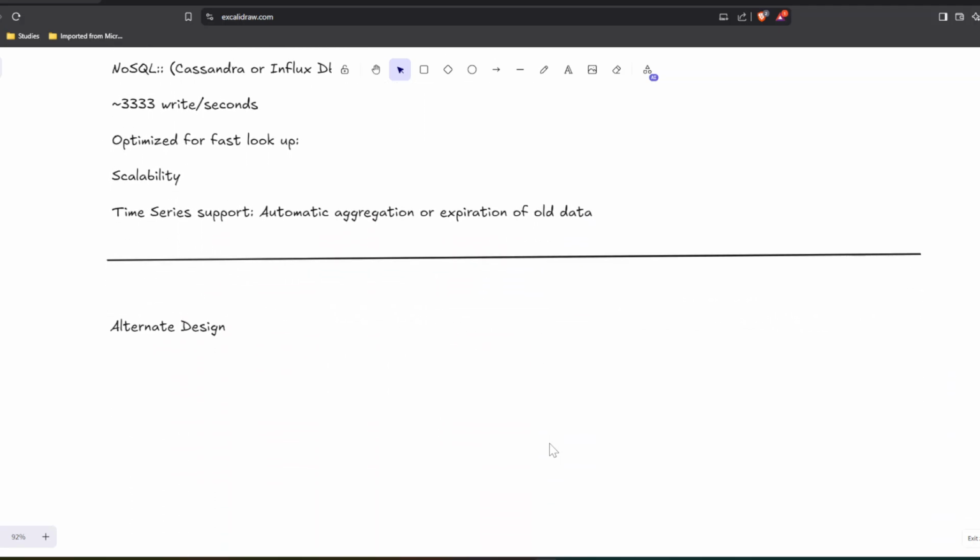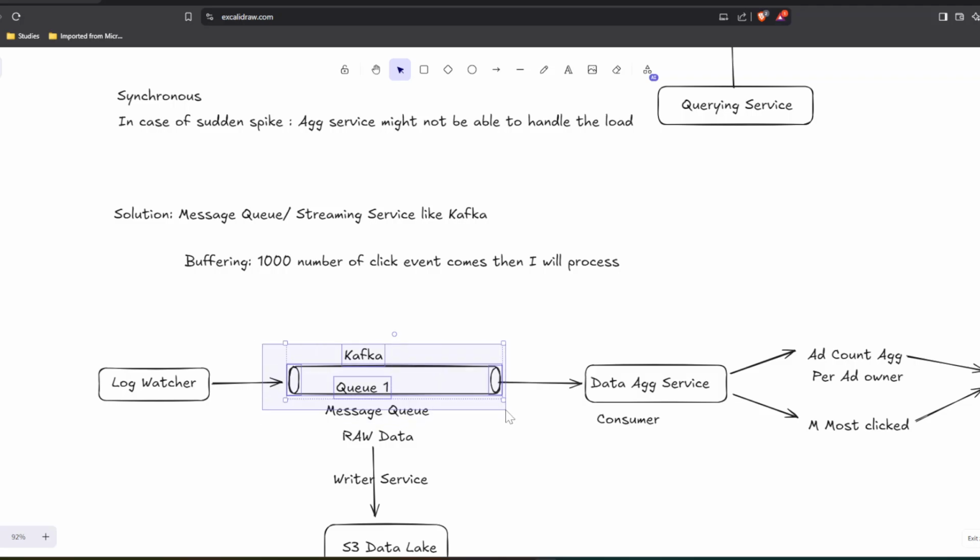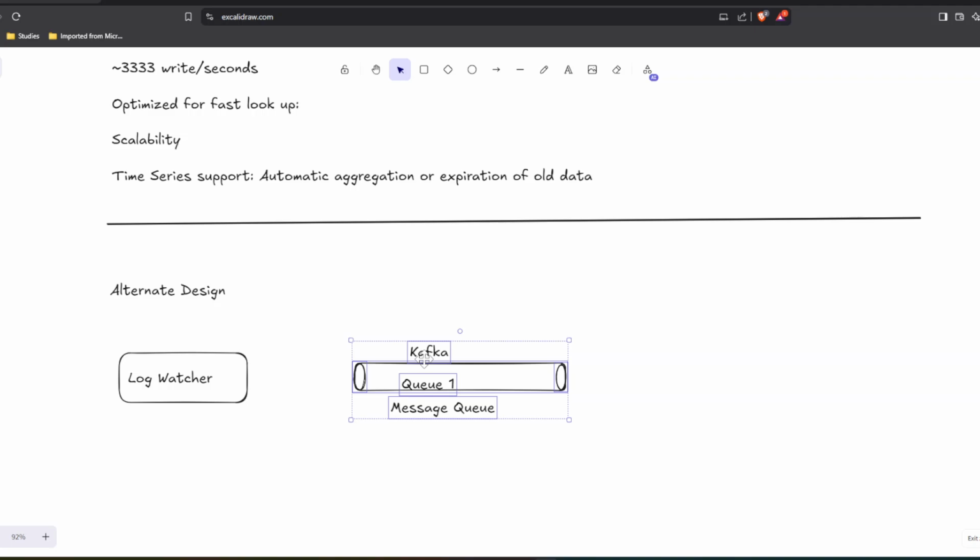So instead of having those kind of aggregation, there is a different kind of design we can also do. Yeah, we will just cover that. So here we have our log watcher. What we are going to do is similar to this. We are going to send it to our message queue.